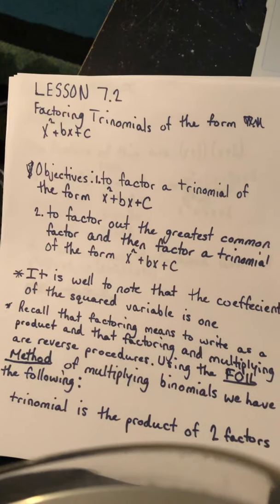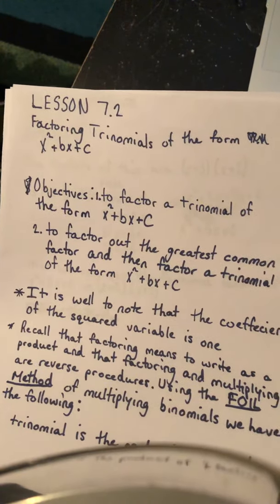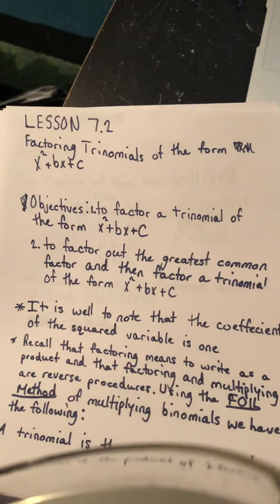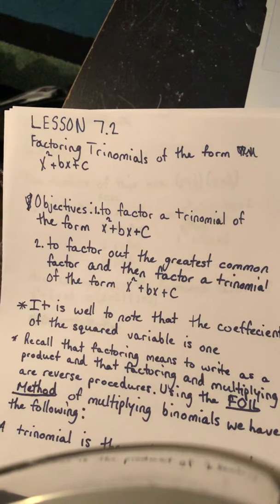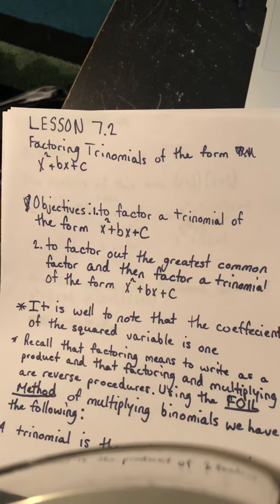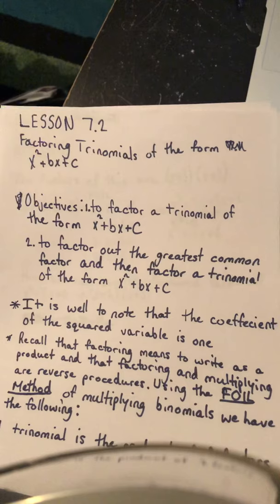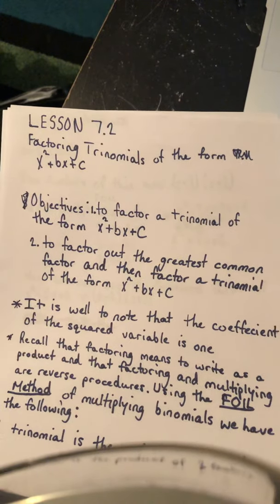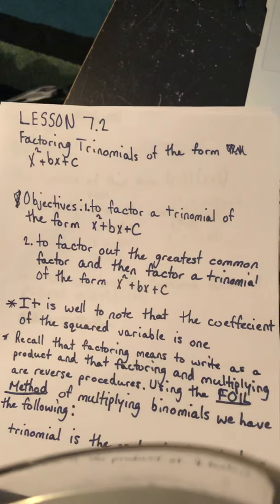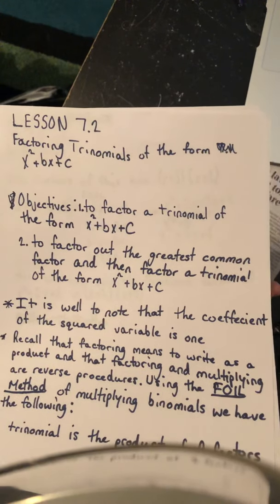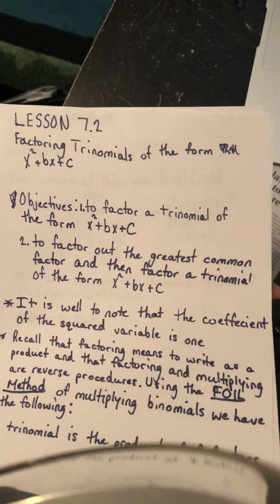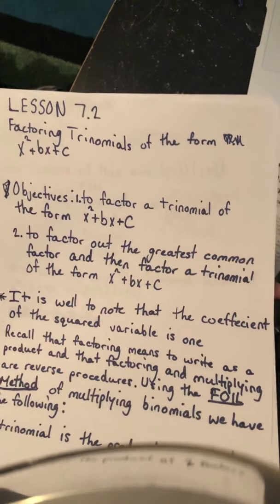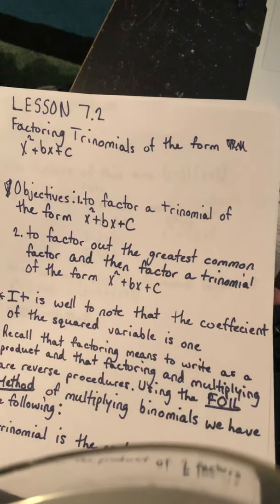Factoring trinomials of the form x squared plus bx plus c. Lesson 7.2. Objectives. Objective 1: to factor a trinomial of the form x squared plus bx plus c. Objective 2: to factor out the greatest common factor and then factor a trinomial of the form x squared plus bx plus c. It is well to note that the coefficient of the squared variable is 1.